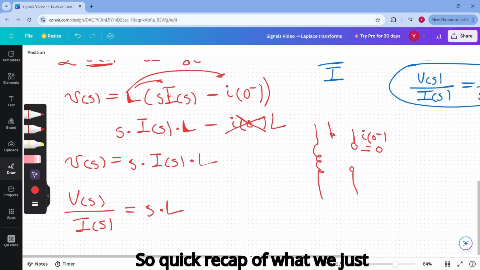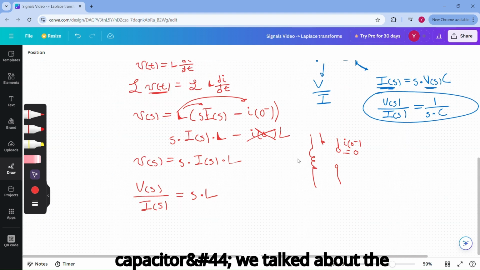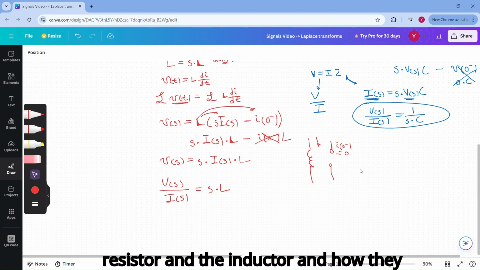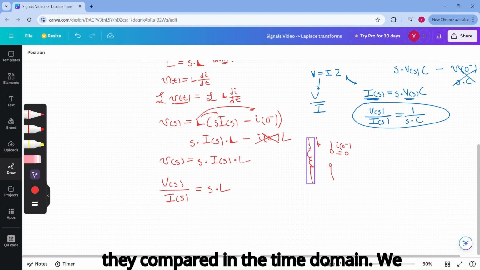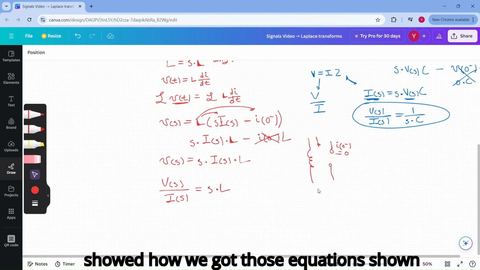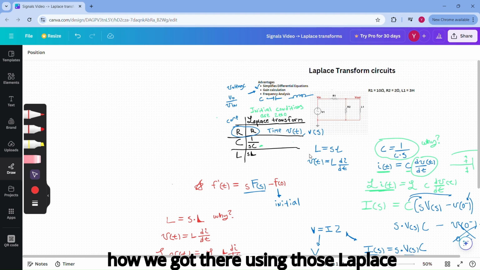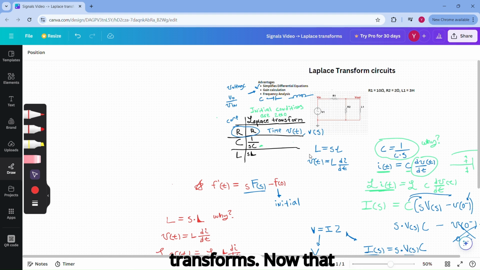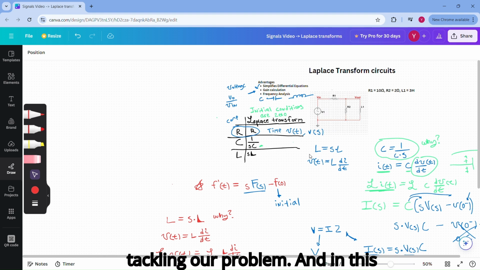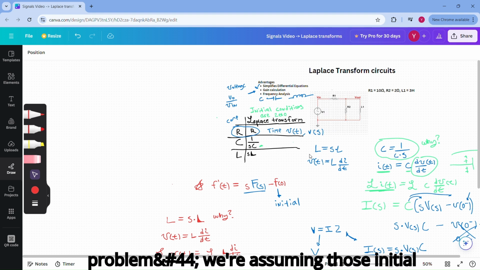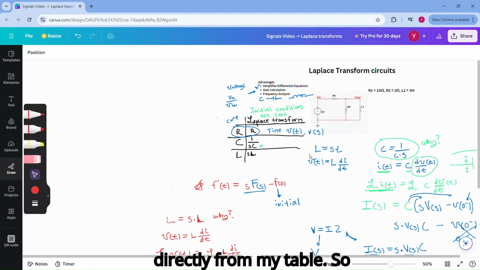So, quick recap of what we just did. We talked about the capacitor, the resistor and the inductor, and how they compare in the frequency domain and in the time domain. We showed how we got those equations shown in our table above, and we explained how we got there using those Laplace transforms. Now that we have done that, we can start tackling our problem. And in this problem, we're assuming those initial conditions are 0, so I'm going to choose directly from my table.